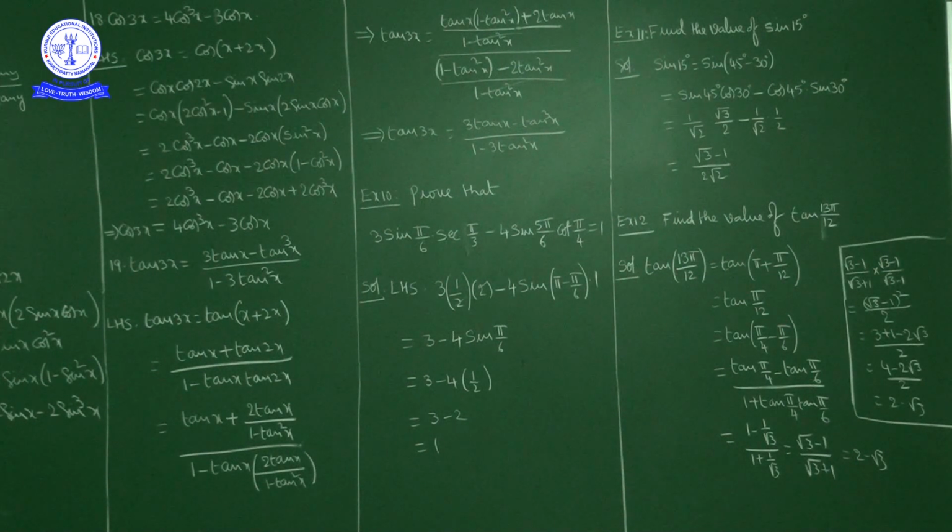Now positive or negative depends on the quadrant. Now pi plus means what? Third quadrant. In third quadrant tan is positive. So tan of pi plus pi by 12 is tan pi by 12.